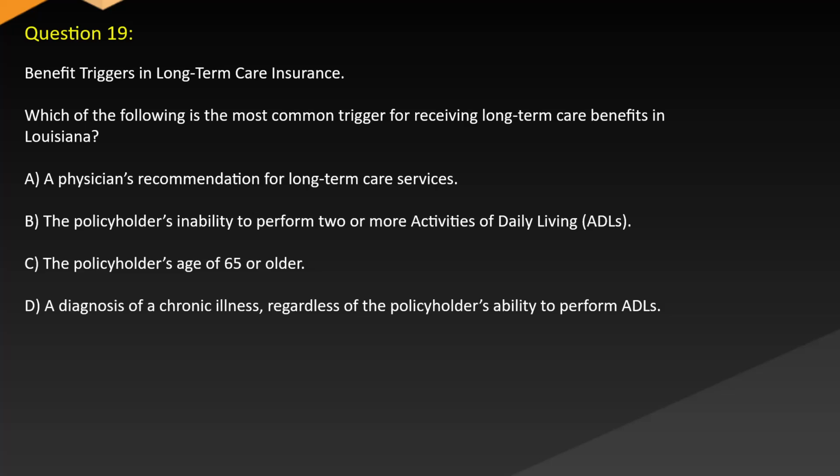Question 19. Benefit triggers in long-term care insurance. Which of the following is the most common trigger for receiving long-term care benefits in Louisiana? A. A physician's recommendation for long-term care services. B. The policyholder's inability to perform two or more activities of daily living, ADLs. C. The policyholder's age of 65 or older. D. A diagnosis of a chronic illness regardless of the policyholder's ability to perform ADLs.